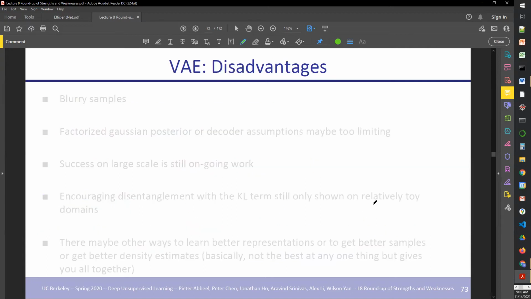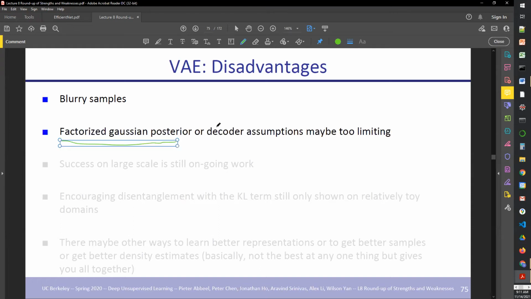Now, what are some of the disadvantages? Blurry samples. We saw that already. They don't inherently result in really good models. There is a lot of blurriness in the output, and therefore we need more powerful decoders, or, as Art already hinted at, we are limited by the Gaussian posterior. So what better posteriors we can use is something that we obviously will need to further investigate.